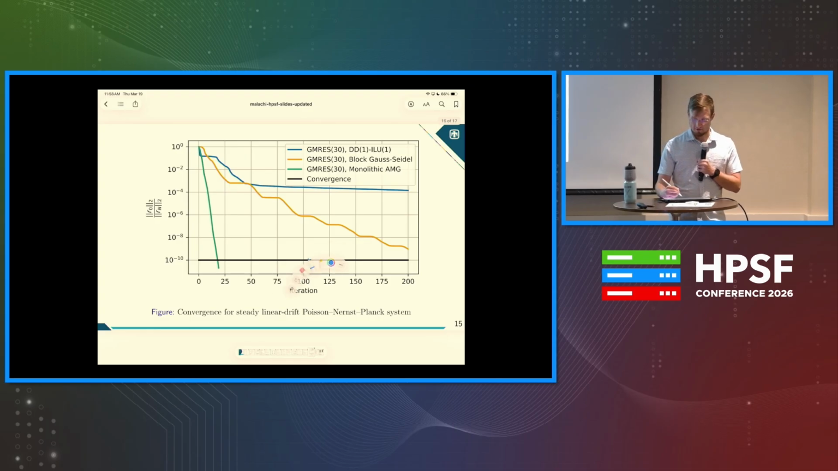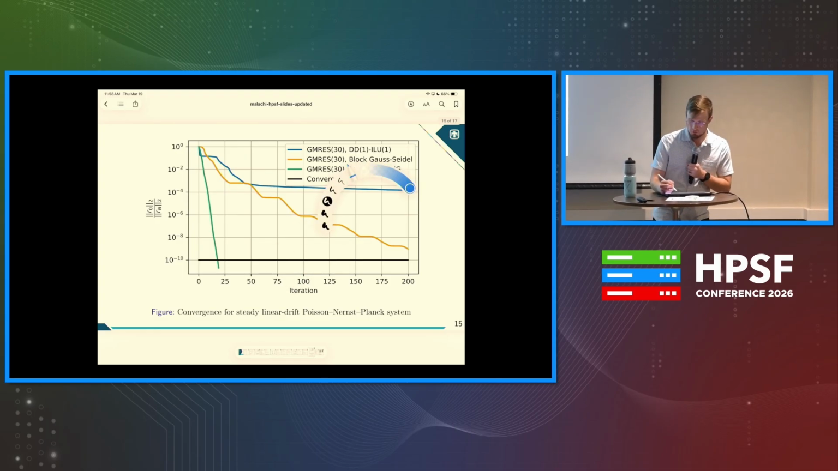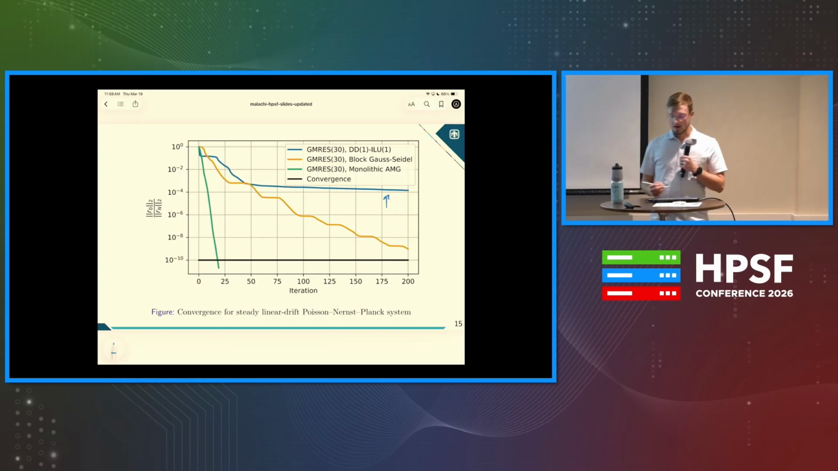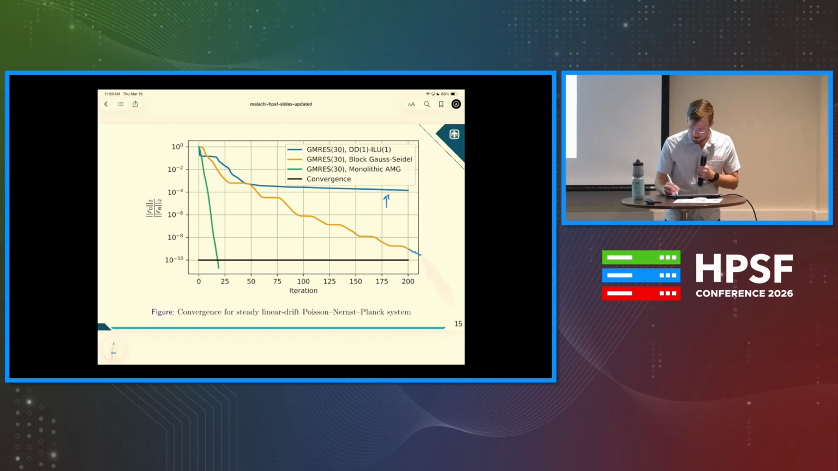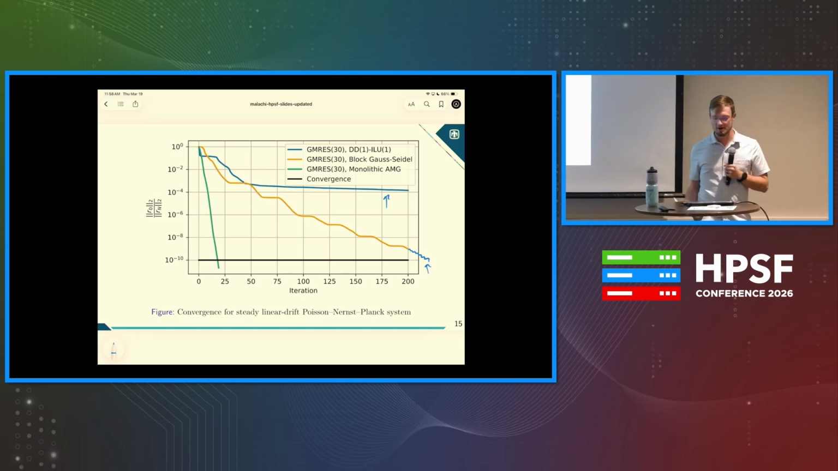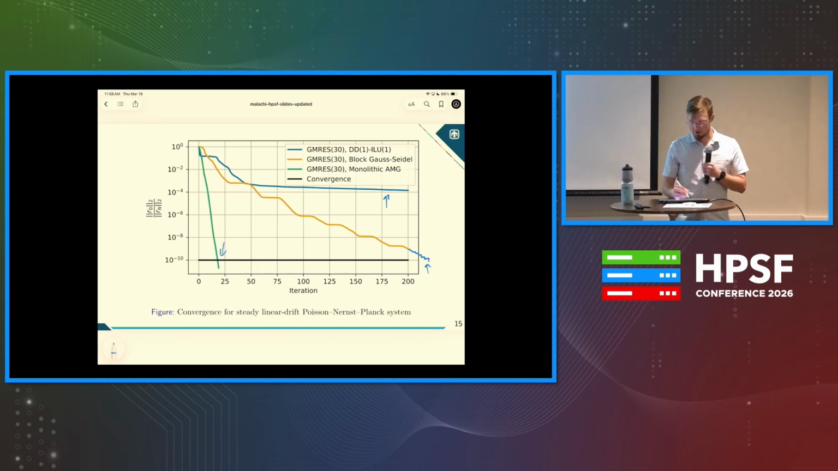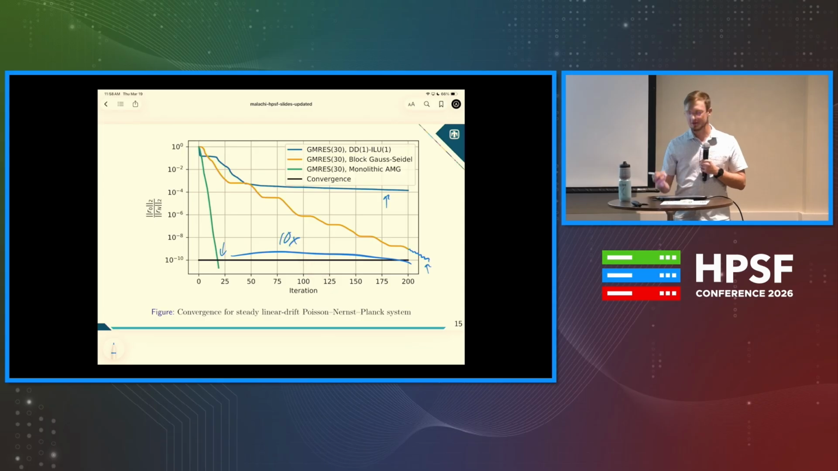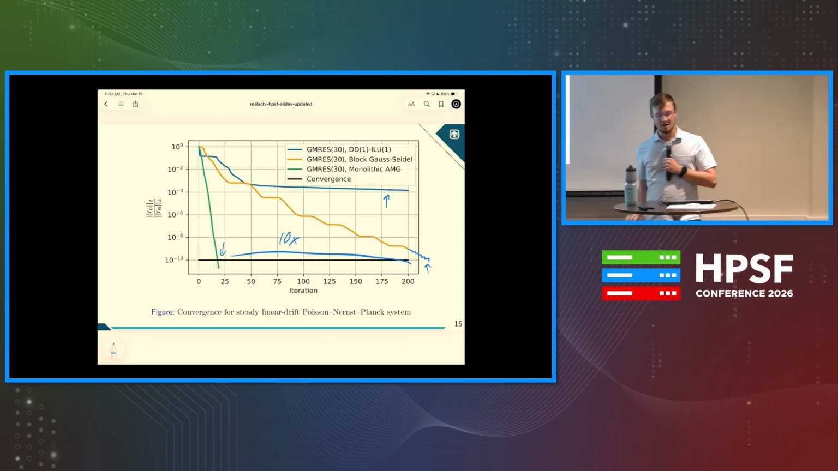So again, if you're ARIA circa 5 years ago, you're on this blue curve here, which does not converge. If you're ARIA today, and you kind of extend that line out, you can converge in 225 iterations or so. And then with this proposed change, that's like a 10x reduction in the iteration count.